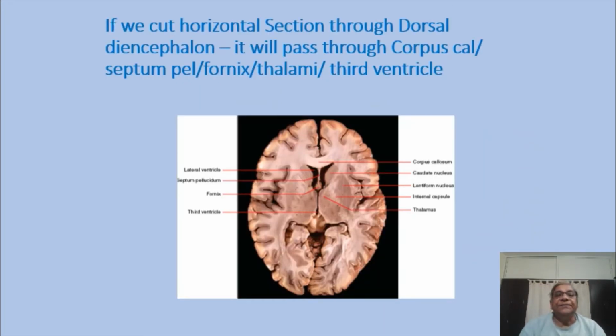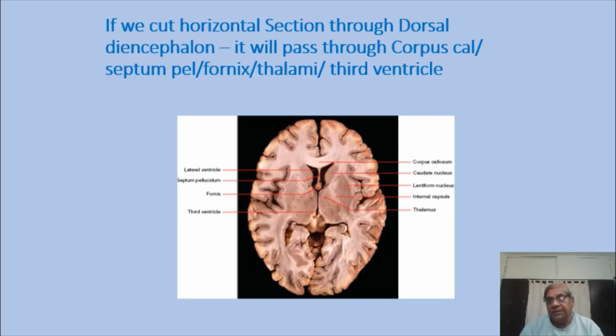Let us see this, which is the horizontal section. This is cut horizontally, passing through the cerebral hemispheres from right to left, and this section is passing through the dorsal diencephalon. And what does it mean, dorsal?